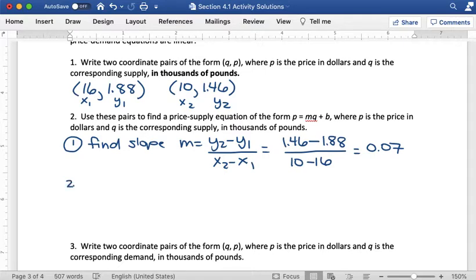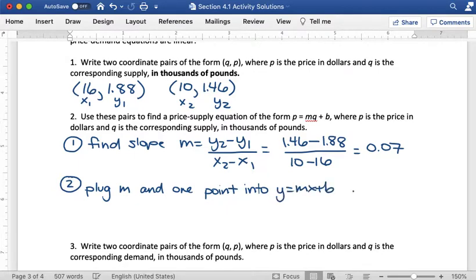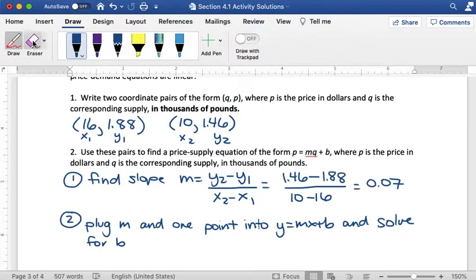So once I found my slope, I'm going to plug m and one of the points into y equals mx plus b and solve for b. There's another way that you could do this also using something called the point slope form. The book has more information on that, and I again need more space here.